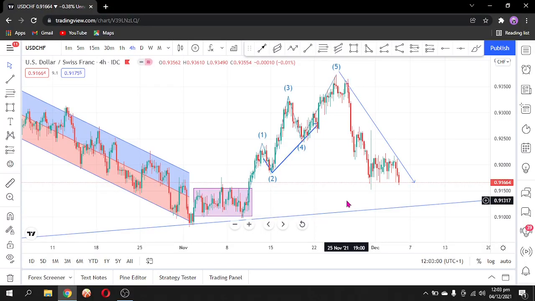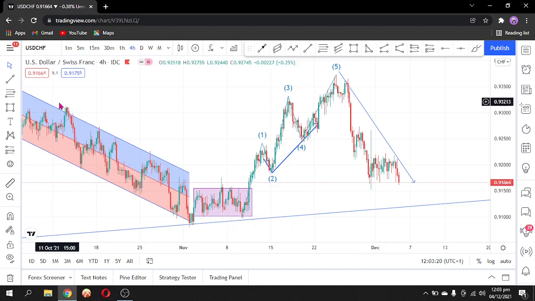Let's get started. Before I begin, I want to quickly show you one of our analysis. Our predictions played out. We told you that price will drop from this point down to this level, and it did. This is how powerful price action is.